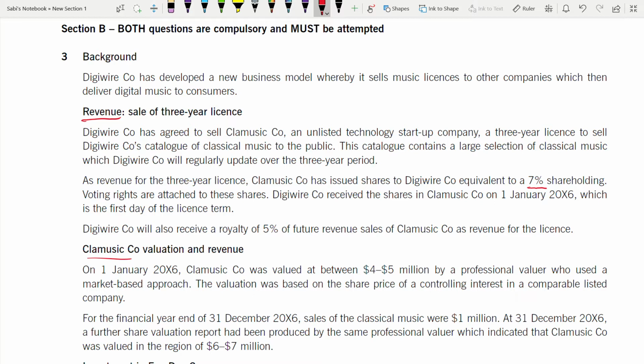Okay. DGY has received the shares in Clay Music Company on 1st of January 2006, which is the first day of the license term. DGY will also receive a royalty of 5%. Definitely, if they're selling a license, they will receive a royalty, 5% of the future revenue sales of Clay Music as a revenue for the license.